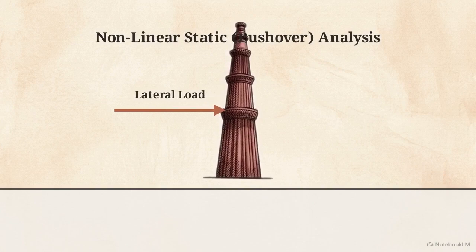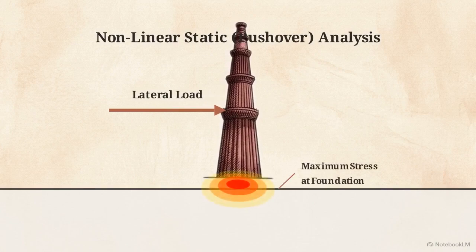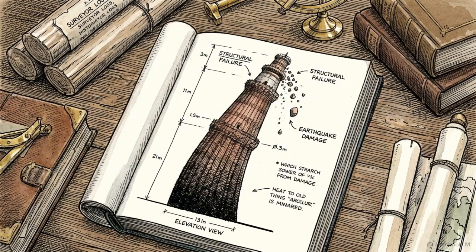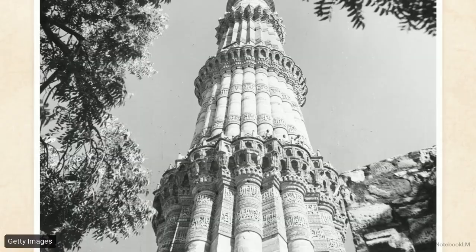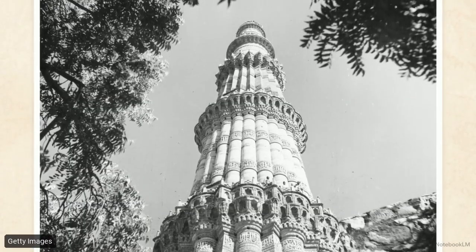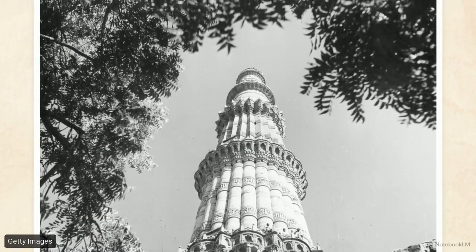When applied to the Qutb Minar, the static model predicts that the foundation is the structure's most vulnerable point. However, the historical record of the tower contradicts this prediction. Centuries of documented earthquake damage have occurred exclusively at the very top of the structure.